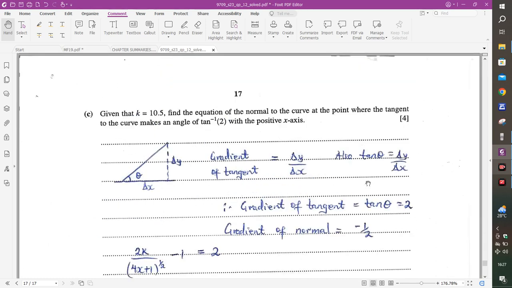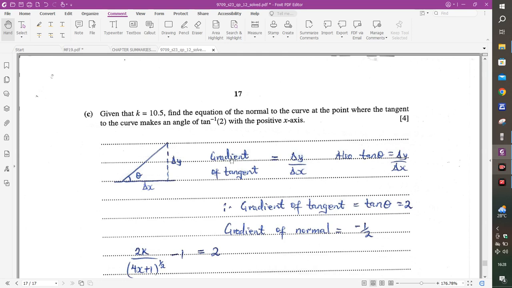Next, they say given that k is equal to 10.5, find the equation of the normal to the curve at the point where the tangent to the curve makes an angle of arctan of 2 with the positive x-axis. I want to show you something small here. If this is our straight line and it is making an angle of theta to the horizontal, we can form a right angle triangle here. You know that this line is like the gradient, I mean the tangent. I'm taking it as a tangent or any straight line, fine.